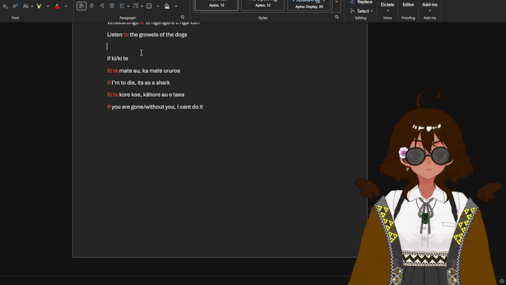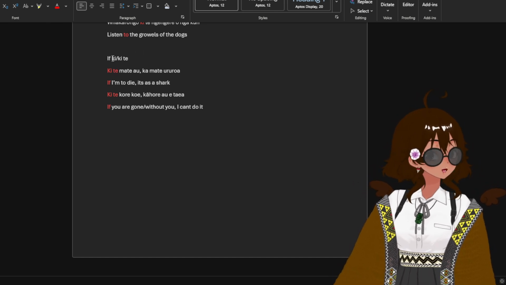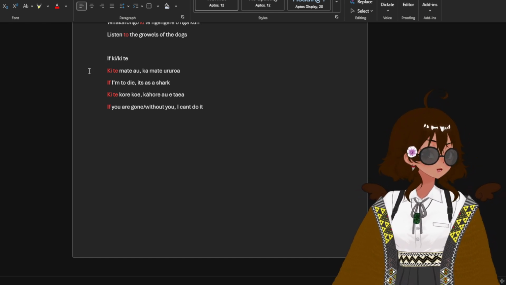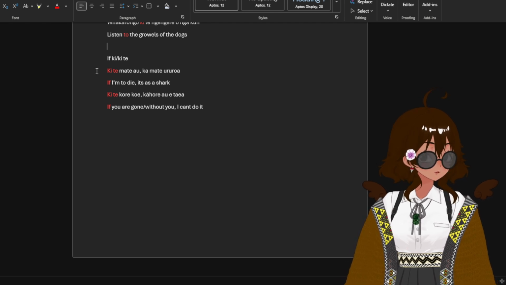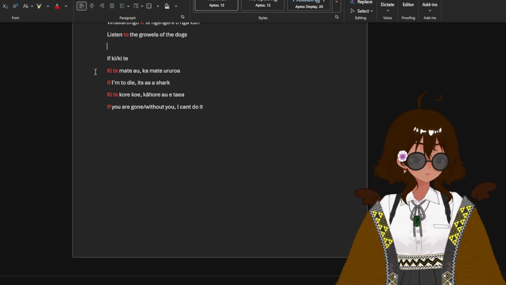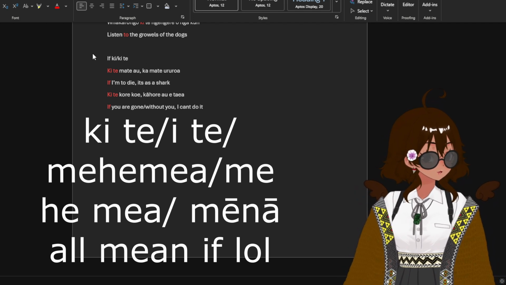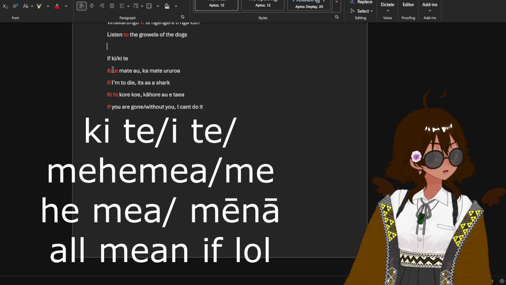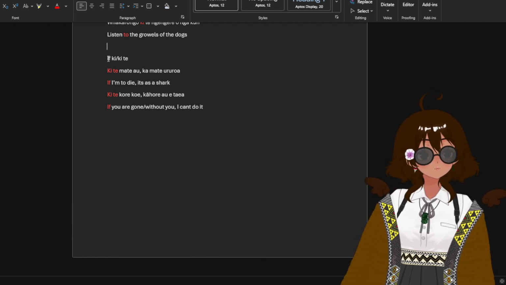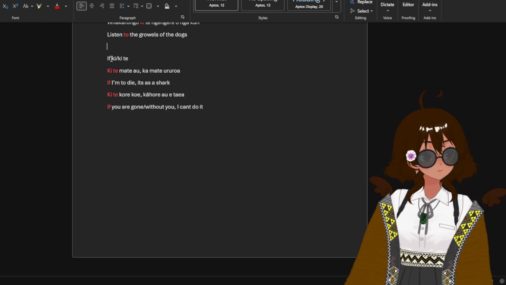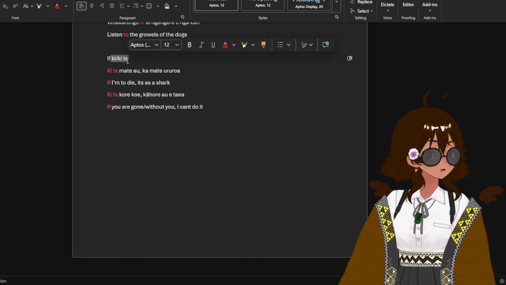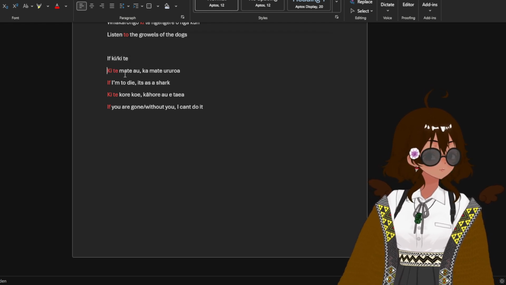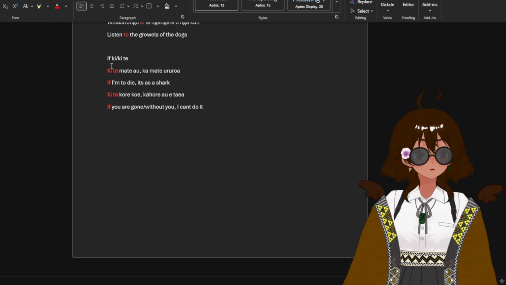And then our last usage here is using it to mean if. I actually use this a lot to say if. I don't know if that makes sense or not, but yeah. I know there are tons of others like ite, mehemea, mena, a lot of stuff like that. But anyways, again, this is another one where ki and kite kind of merge together because te shows up a lot after ki anyways, so you won't really be able to tell the difference and it won't matter.